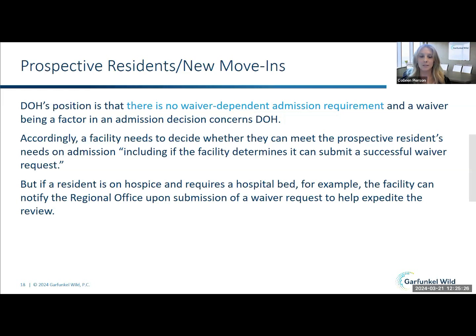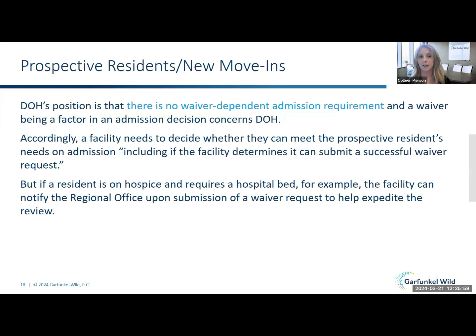So what does that mean? You shouldn't be denying a resident because they may need medical equipment and you might have to apply for a waiver for them. That shouldn't be a factor. But you need to decide, can I still take care of this resident and meet their needs either way, waiver or not? So that's very important to keep in mind. You don't want the Department of Health finding out that you're denying residents because there may be a need for medical equipment.